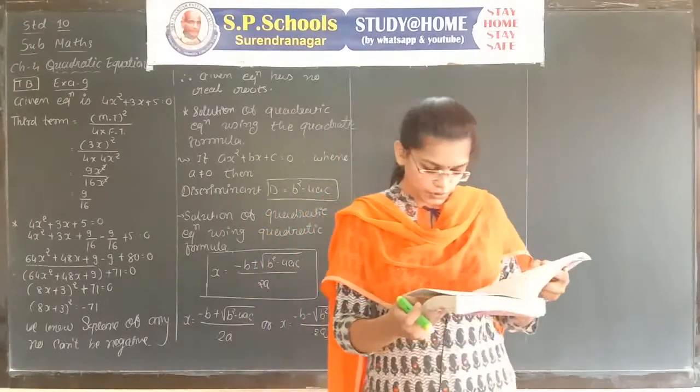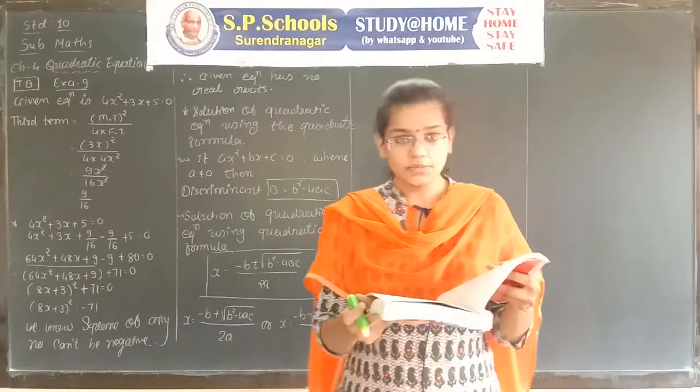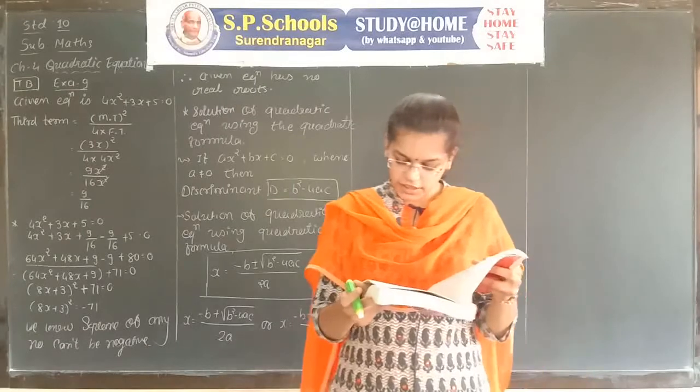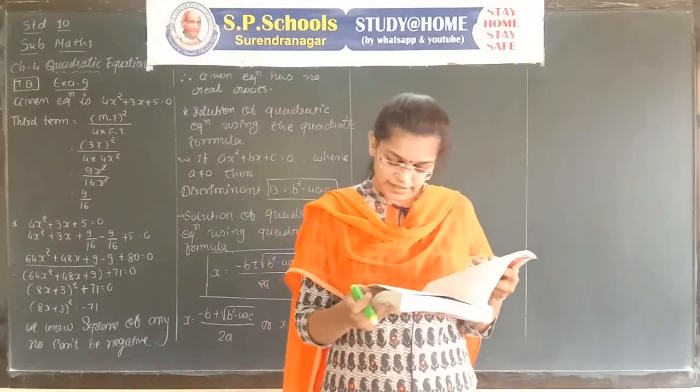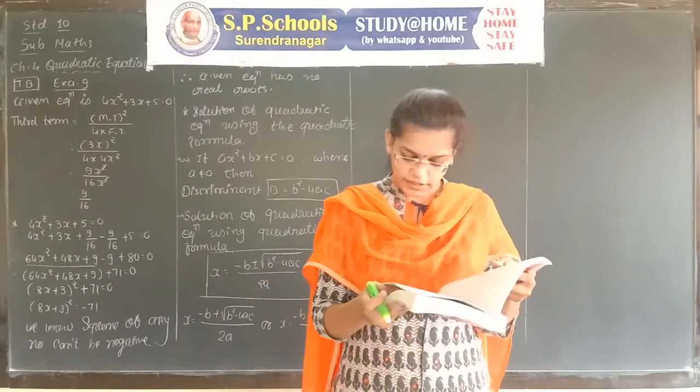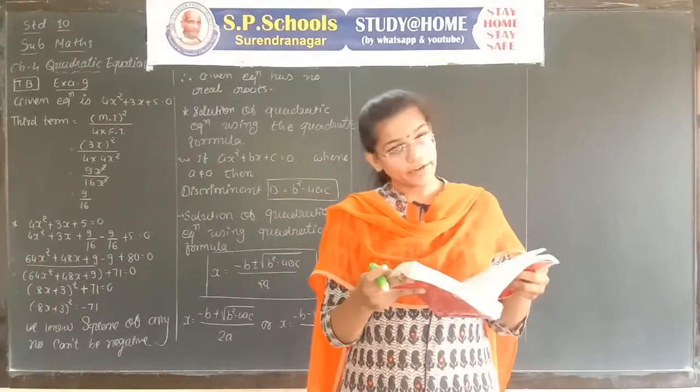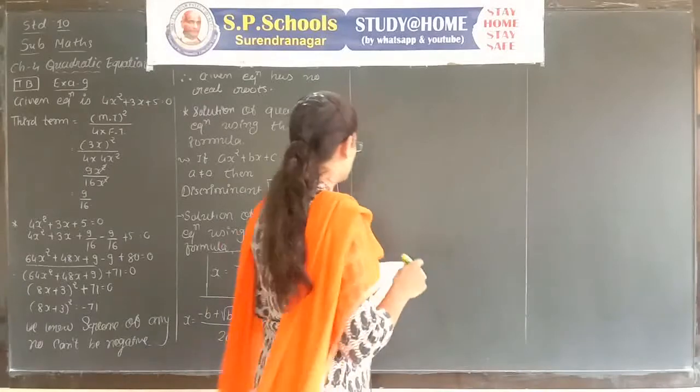First, question 2 on page number 73: the area of a rectangular plot is 528. The length of the plot is 1 more than twice its breadth. We need to find the length and breadth of the plot. First of all, the equation is obtained from the given situation.